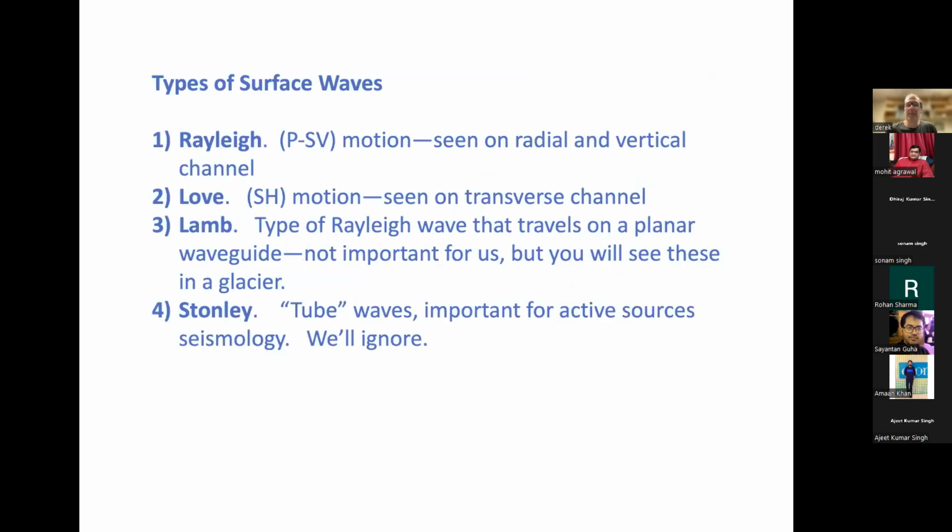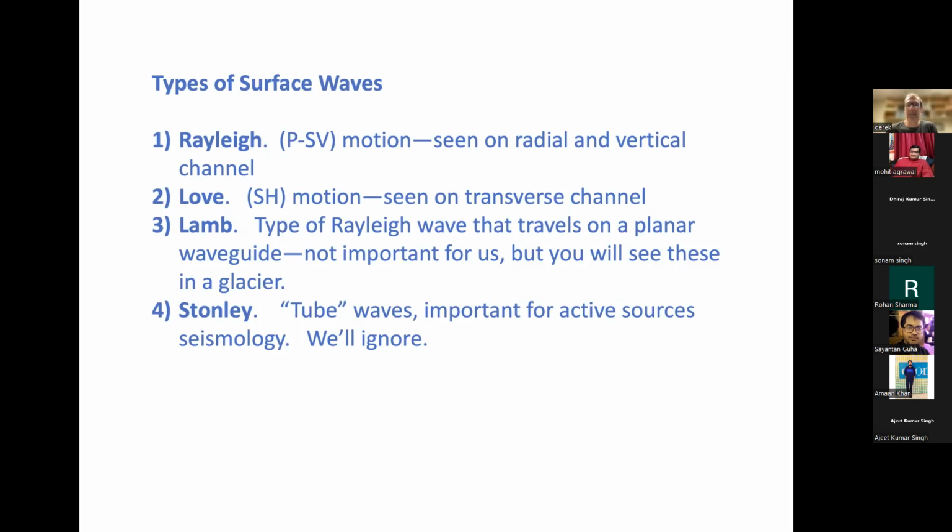There are 4 types of surface waves: Rayleigh waves, which are a combination of P and SV motion. So it will be seen on the radial channel. This is a channel of a seismogram that gets the horizontal shaking that is in the direction between the source, the earthquake, and the seismogram. The Love wave is SH motion, and that's seen on the transverse channel. And that's the horizontal channel that is perpendicular to the radial channel.